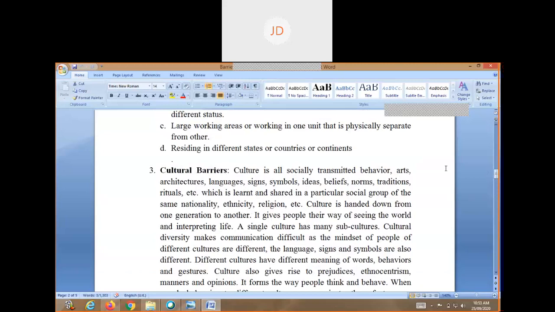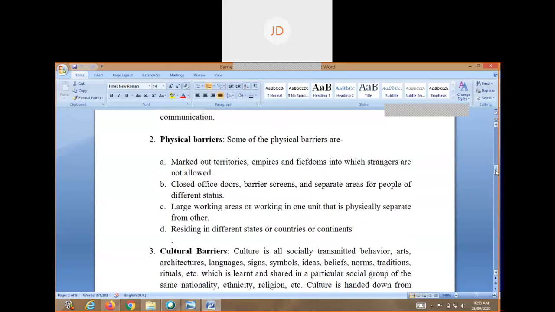Next is physical barriers. Okay. Number 2, the second type of barrier is physical barriers. So when you cannot reach the other person, when there is a barrier between both of you, it might be a geographical barrier, or some other kind of barrier which is stopping the free flow of communication, which is stopping you from personally meeting the other person. That is known as physical barrier.